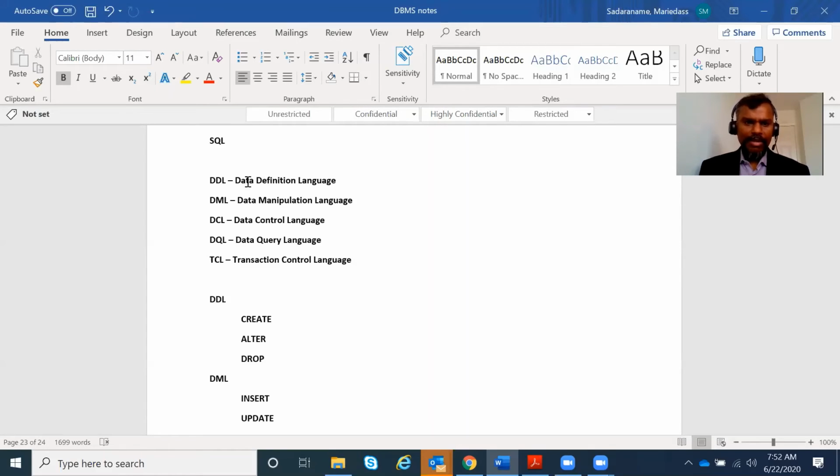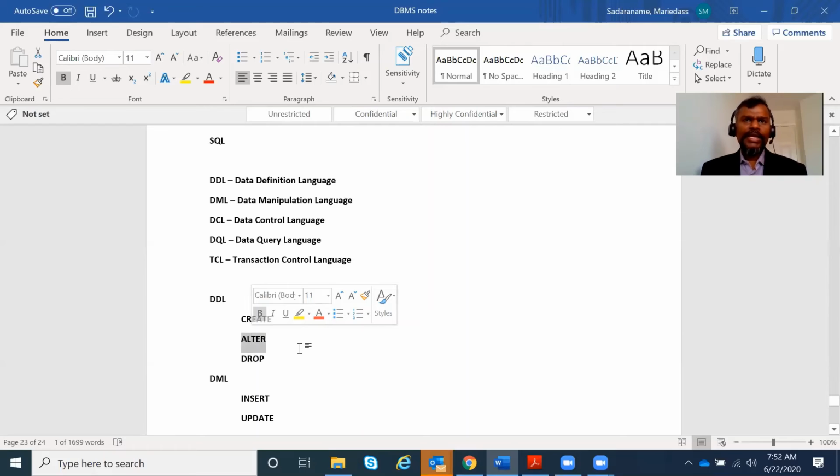There are multiple commands in a data definition language. For example, these are some of it: create, alter, and drop. Create will help me to create a table. Alter will help me to alter the structure of the table.